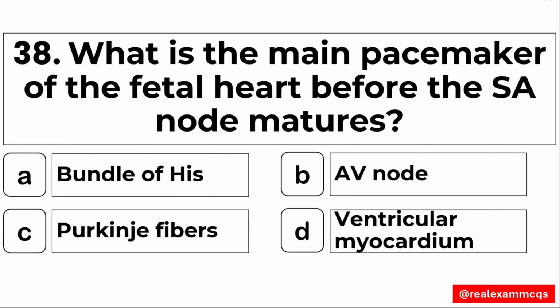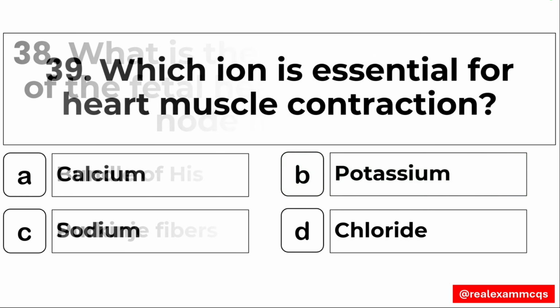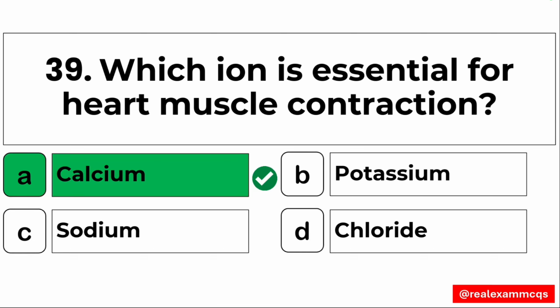38. What is the main pacemaker of the fetal heart before the SA node matures? It is the AV node. Option B is the right answer. 39. Which ion is essential for heart muscle contraction? Right answer option number A. The Ca+2 ion, the calcium ion.